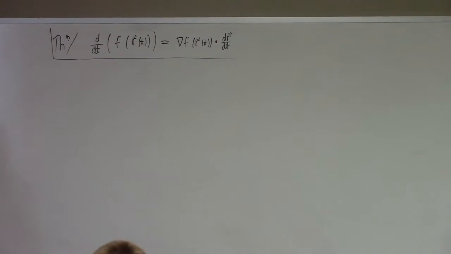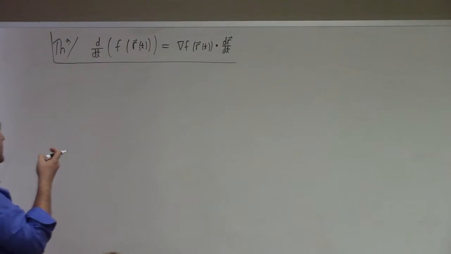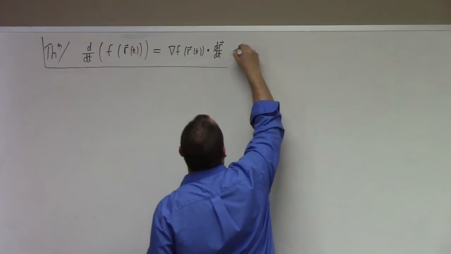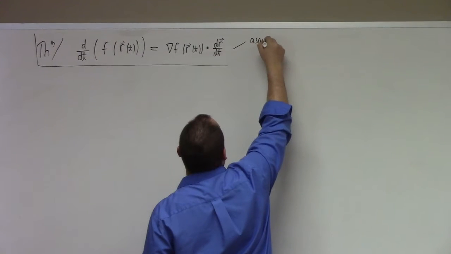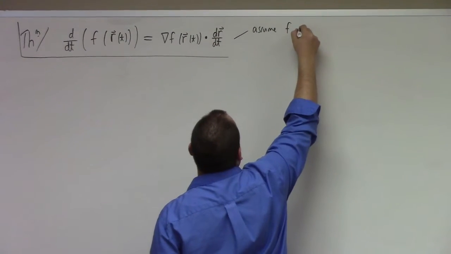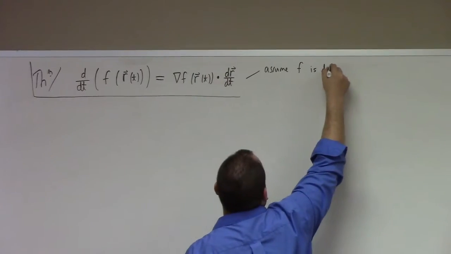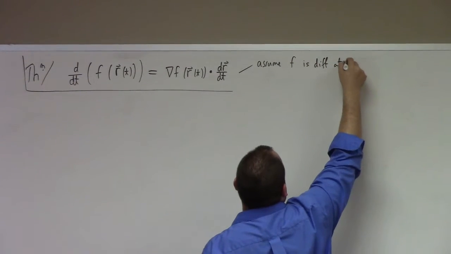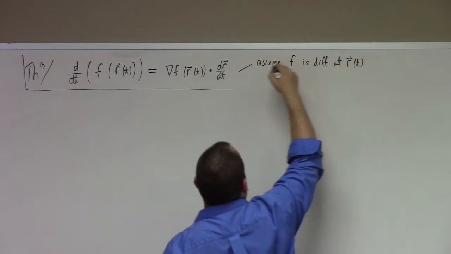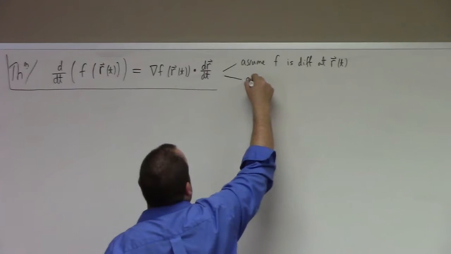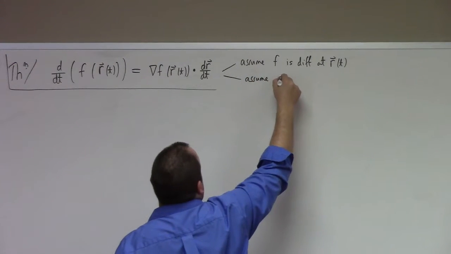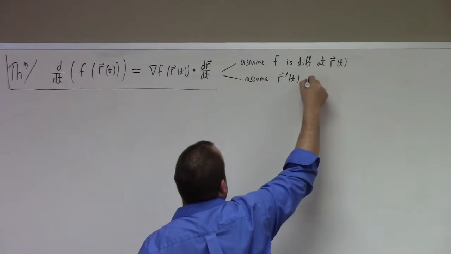And here it's assumed, what's our assumption? We assume that f is differentiable at r of t, right? Or at least near it. And we also assume that r prime of t exists, right?